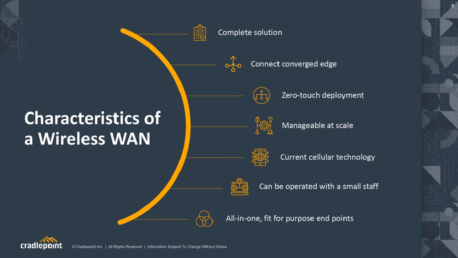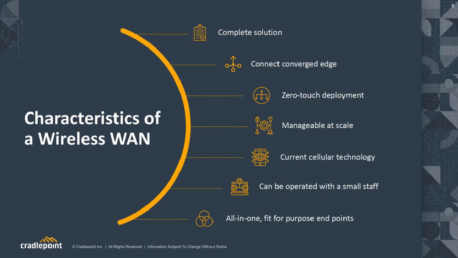A wireless WAN can connect a converged edge. So if we talk about the fact that a branch is not a building anymore, a branch is everywhere your employees are, then that might be mobile, it might be connecting kiosks, it might be connecting IoT, and of course it might be connecting people at home. And so a wireless WAN gives you the ability to have a single WAN source and a single connectivity and management source for all of those different locations.